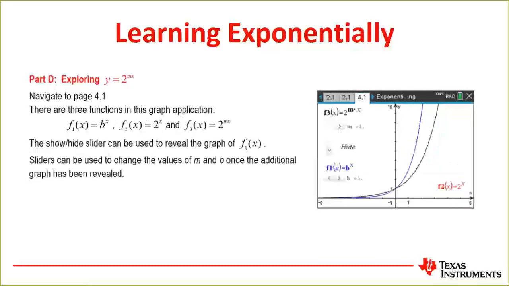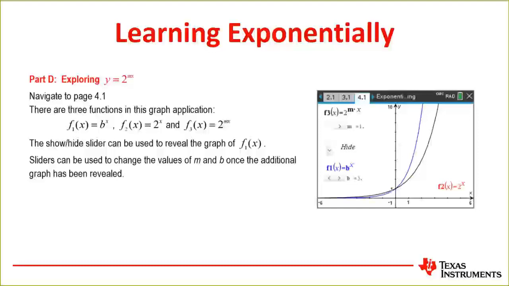Then part D asks students to explore the function y equals 2 to the power of mx. And there are three functions available to you on this page, and the show hide slider in this instance can be used to reveal the graph of f1 of x equals b to the x. You can change the values of m and b just by clicking on those sliders. And what we're trying to tap into here is this idea of a homomorphic representation. So in this instance, we're comparing 2 to the power of mx with b to the power of x.